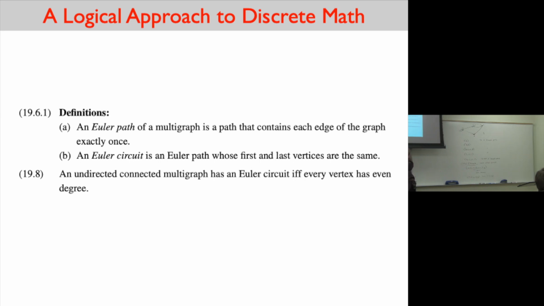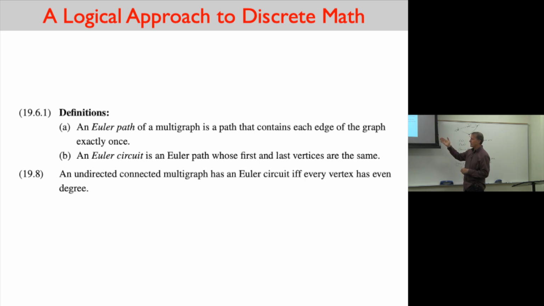Okay, and now, here is the definition of an Euler path, which is motivated by the Königsberg problem. Okay? By the way, do not pronounce this "Oiler," because it's Euler, that's the correct German pronunciation. And so this is called an Euler path. An Euler path of a multigraph is a path that contains each edge of the graph exactly once. And an Euler circuit is an Euler path whose first and last vertices are the same.